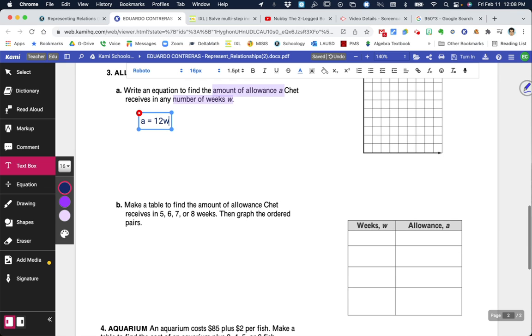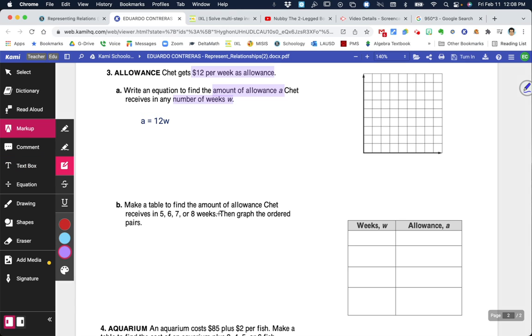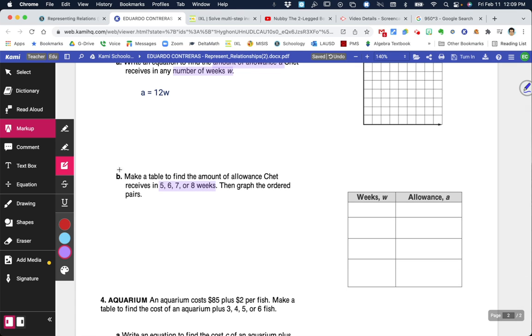Part B asks us to make a table to find the amount of allowance Chet receives in 5, 6, 7, or 8 weeks. So we're going to fill in this table here. Let's just highlight that. 5, 6, 7, or 8 weeks. So we're going to go to our table here. And we're going to fill in those numbers. Actually, let's do the calculations first. I think that would be quicker.